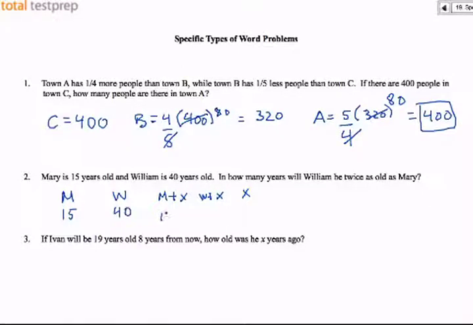M plus x is going to be 15 plus x, and W plus x is going to equal 40 plus x. Now William will be twice as old as Mary, which means that we have to multiply this amount by 2, because it's the smaller amount. 15 plus x is smaller than 40 plus x. When we do this, we get 30 plus 2x is equal to 40 plus x.